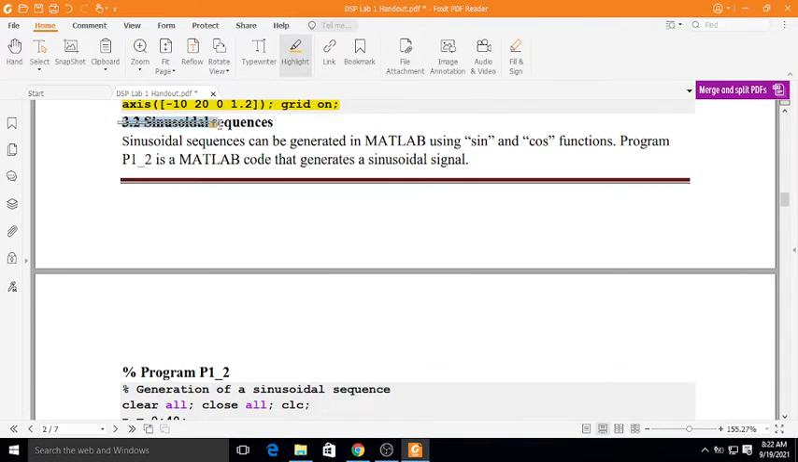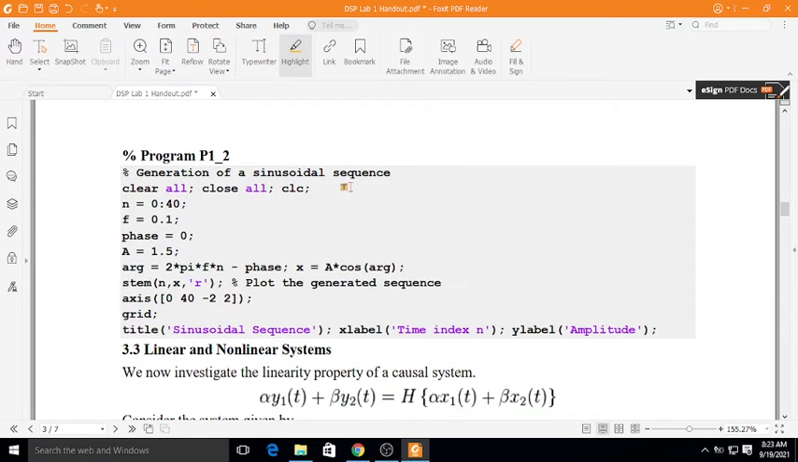3.2 Sinusoidal sequences. Sinusoidal sequences can be generated in MATLAB using sin and cos functions. Program P1_2 is a MATLAB code that generates a sinusoidal signal. Program P1_2: generation of a sinusoidal sequence. Clear all, close all, clc. n = 0:40, f = 0.1, phase = 0, A = 1.5, arg = 2*pi*f*n - phase, x = A*cos(arg). Plot the generated sequence: stem(n,x), axis([0 40 -2 2]), grid on, title sinusoidal sequence, xlabel time index, ylabel amplitude.